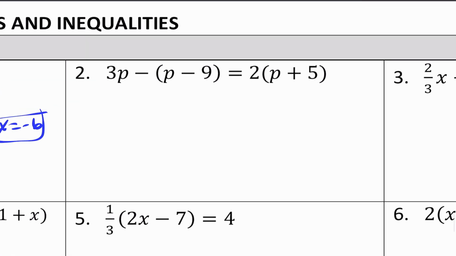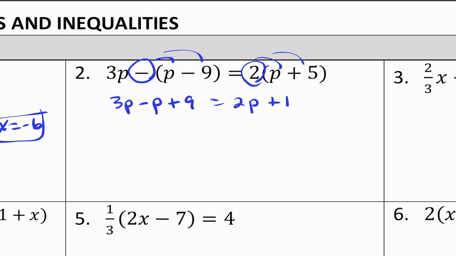Number 2. Okay, so we got to be careful with this one. That minus sign needs to be distributed, right? So 3p minus p plus 9. So negative times p is negative p. Negative times a negative is a positive. And here we'll distribute. So that's 2p plus 10. Ooh, 3p minus p. That's 2p plus q equals 2p plus 10. Oops, I didn't mean to say q. This should be a 9. There we go. So 3p minus p is 2p, and then there's plus 9.